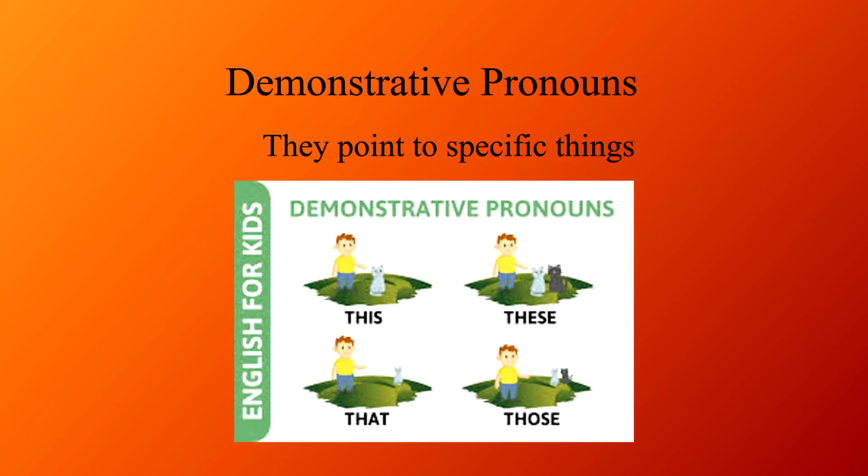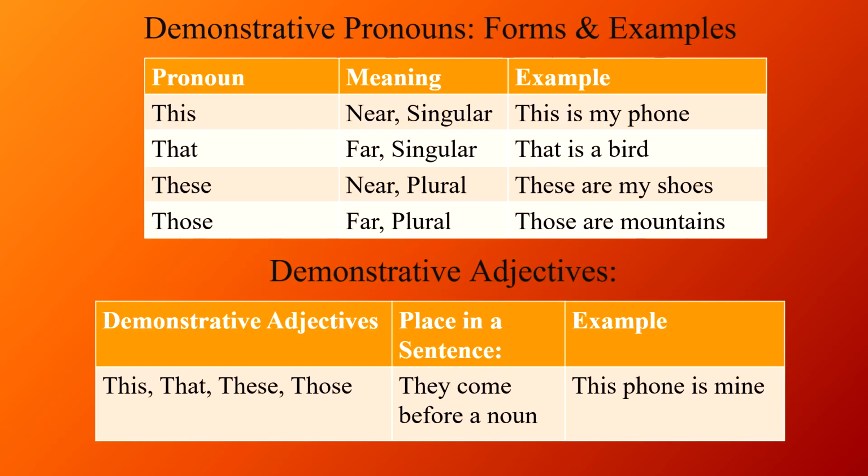Finally, let's look at demonstrative pronouns. These pronouns are used to point to specific things or people. They tell us if something is near or far, and if it is singular or plural. There are four main demonstrative pronouns. This. Use this for one thing that is near to you. For example, this is my phone, pointing to a phone in your hand. That. Use that for one thing that is far from you. For example, that is a bird, pointing to a bird in the sky.